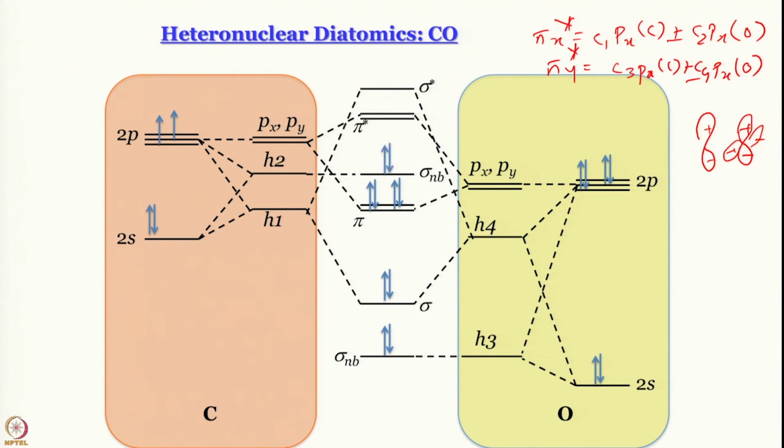Is there anything more? Yes, one pair in sigma Nb. Remember sigma Nb is a non-bonding orbital, that is an exclusive property, if you want to call it that, of the carbon atom, right. It is localized on the carbon atom. So, what we see is that this is sigma, and sigma means it is going to be highly directional.